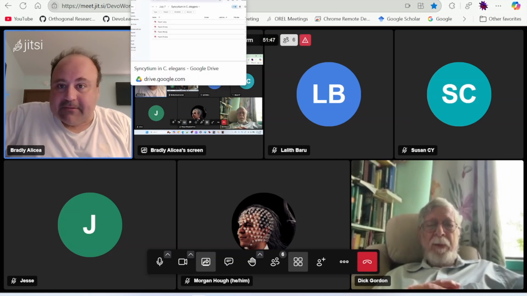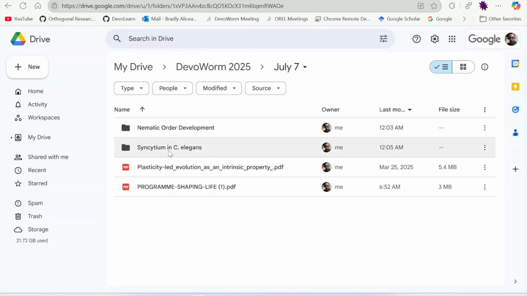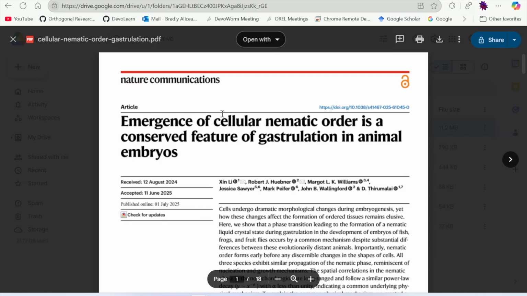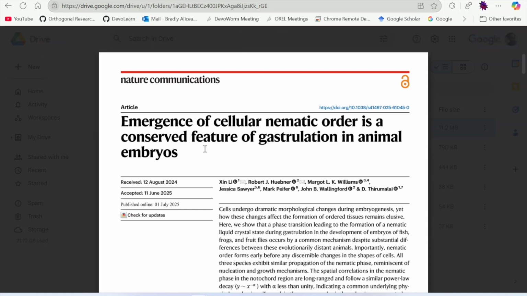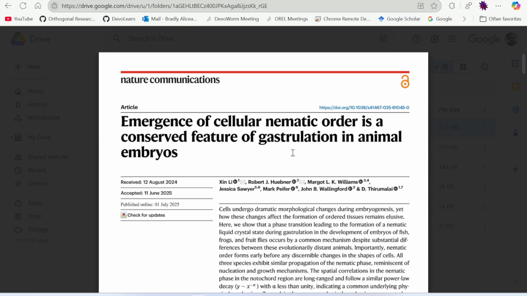So, in promising Susan some mechanics here, I have a paper that I want to talk about, this new paper, Emergence of Cellular Nematic Order is a Conserved Feature of Gastrulation in Animal Embryos. So this is about gastrulation, but it's also about cellular nematic order. And what does that mean, nematic order?